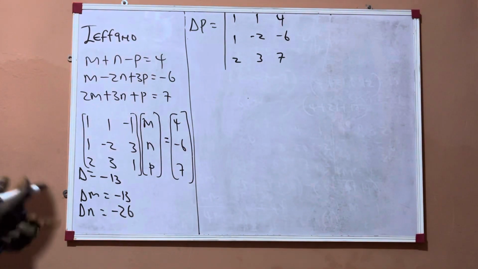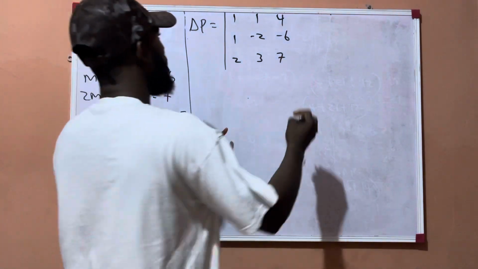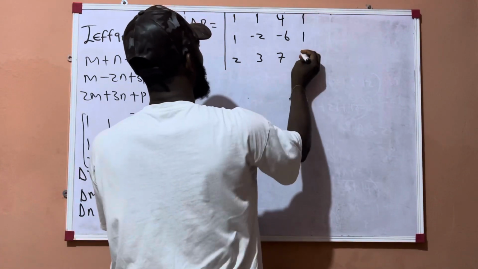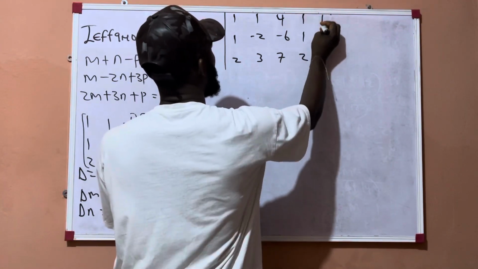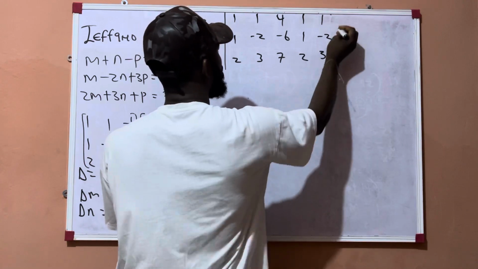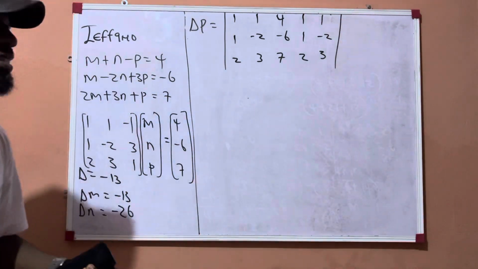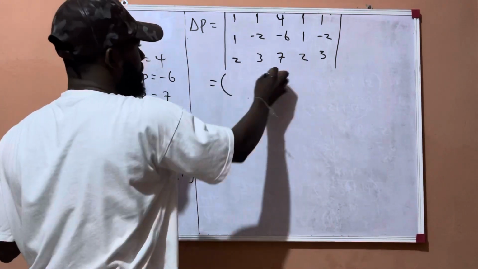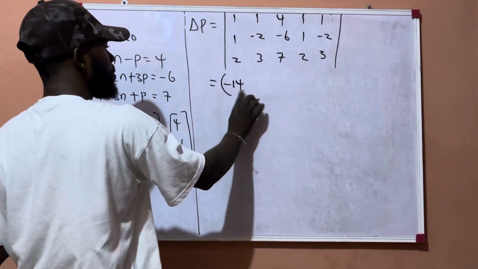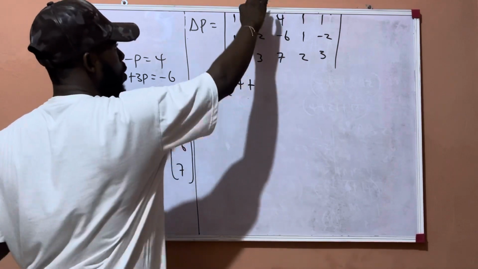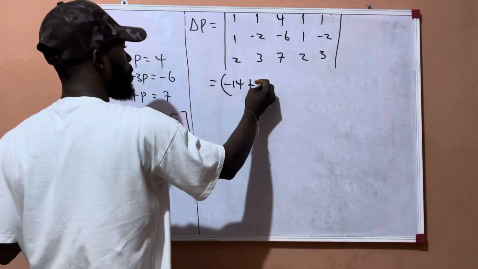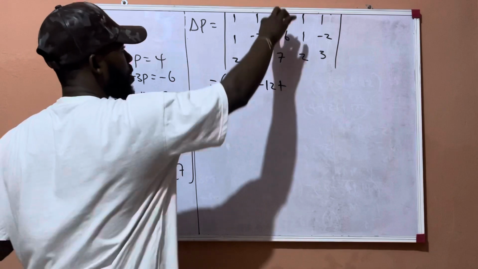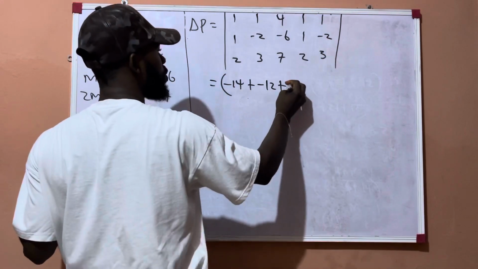Now, without wasting time, repeating the first two columns again, we're going to have this: 1, 1, 2, and 1, minus 2, 3. Okay. Now, solving again determinantly, we have this. 1 times minus 2 times 7 gives us minus 14. Plus 1 times minus 6 times 2 gives us minus 12. Plus 4 times 1 times 3 gives us 12.